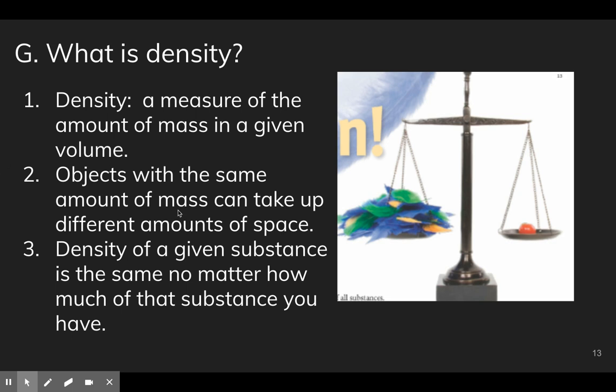So objects with the same amount of mass can take up different amounts of space, and vice versa. Objects that take up the same amount of space can have different amounts of mass. The density of a given substance is the same no matter how much of that substance you have. And so we can use it as an identifying property. For example, gold always has the same density, regardless of if you have a tiny bit or a whole palace built of gold.